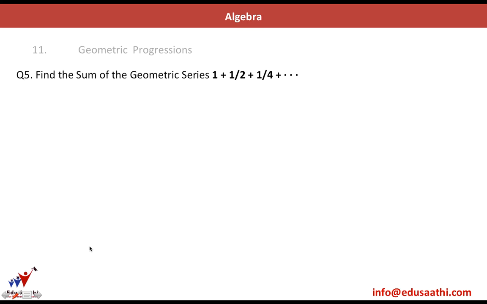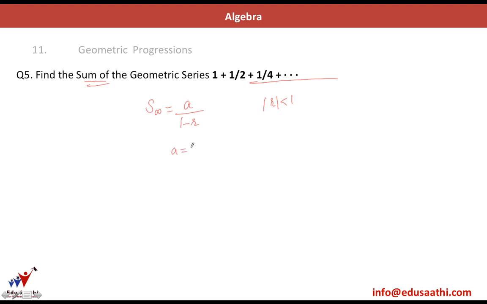Let's look at another question. The question is, find the sum of the geometric series. Now whenever you have the sum of a geometric series which goes on till infinity, by default you will understand that it will be a sum of an infinite GP, and the sum will be a over 1 minus r, and mod r will be less than 1.